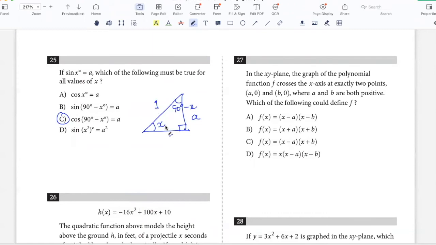In the xy plane, the graph of the polynomial function f crosses the x-axis at exactly 2 points, (a, 0) and (b, 0), where a and b are both positive. Which of the following could define f? Okay, so it crosses it at exactly 2 points. So that would be a parabola at (a, 0) and (b, 0), both a and b positive. So these are the x-intercepts. So the equation would be (x minus a) times (x minus b). So option A.